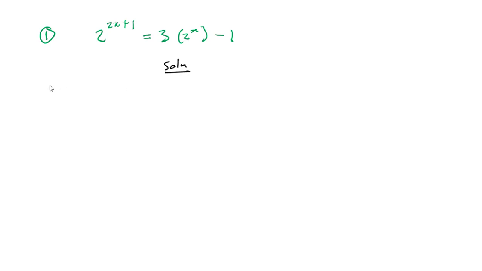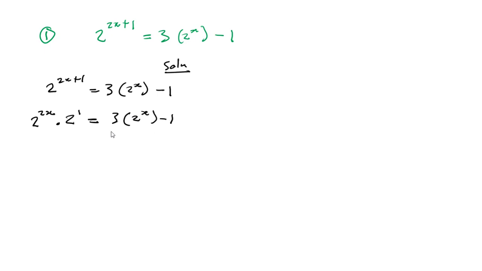So when you write the solution, you can just rewrite 2 to the power 2x plus 1 is equal to 3 times 2 to the power x, then minus 1. Here, like we stated in the previous question, this can be rewritten as 2 to the power 2x. Since it is addition, you're simply multiplying, and then 2 to the power 1 is equal to 3 times 2 to the power x, and then minus 1.